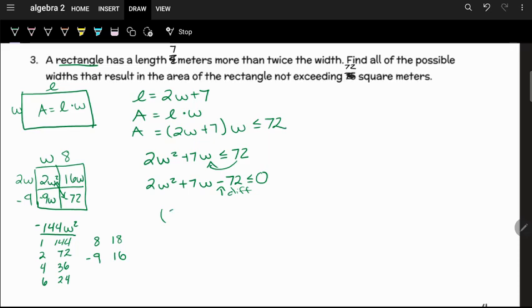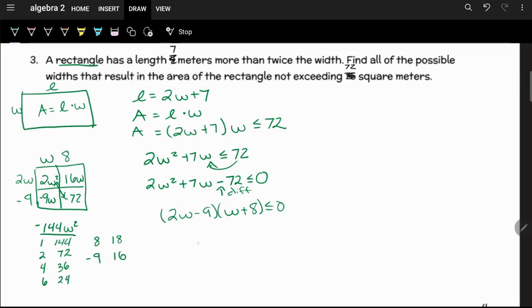So this factors as 2w minus 9 times w plus 8, less than or equal to 0. And let's just double check ourselves. So here we'll have a minus 9w. Here we will have 16w. And then sure enough, negative 9 plus 16 will give us that 7w. So we have factored correctly. When in doubt, always check.